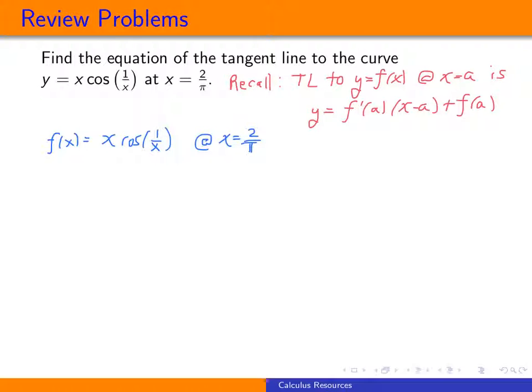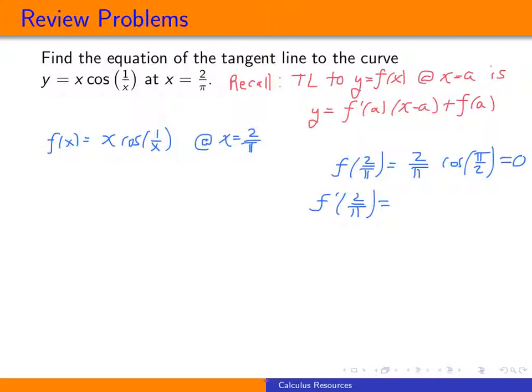So we essentially need to determine two numbers here. What is f of 2 over pi? And what is f prime of 2 over pi? So looking at our function f, we see that f of 2 over pi will be 2 over pi cosine pi over 2, and cosine pi over 2 is equal to 0, so the function value is 0.